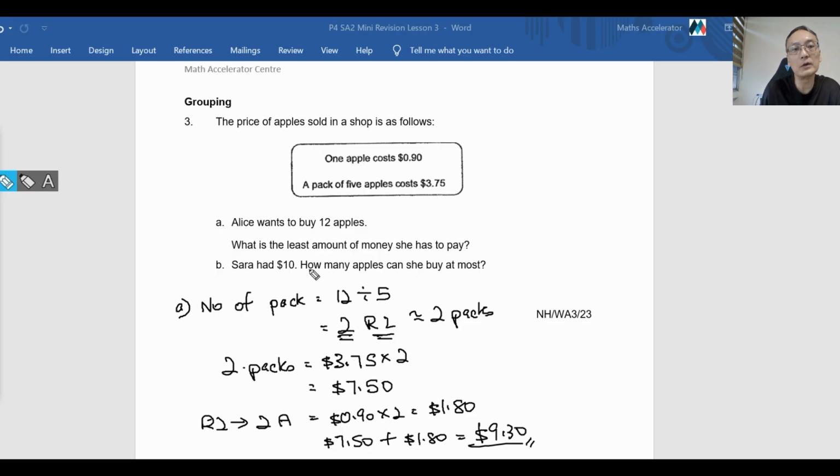Part B, Sarah has $10. How many apples can she buy at most? So let's do part B over here. We have Sarah. Sarah has $10. As we have calculated, the best deal is still to buy a pack of 5, right? And if you buy a pack of 5, that will cost her $3.75. So let's put here 5 apples. Okay, let's try to subtract and see what's the balance.